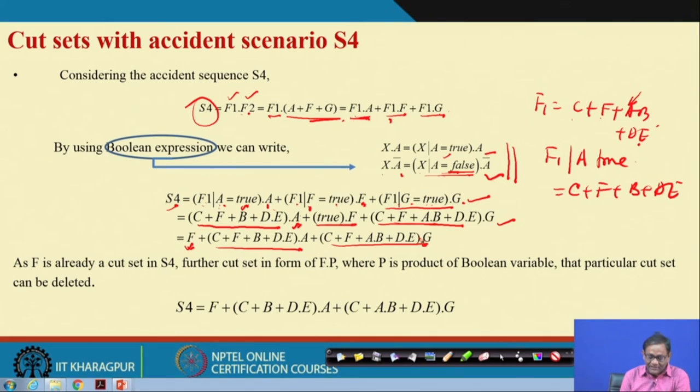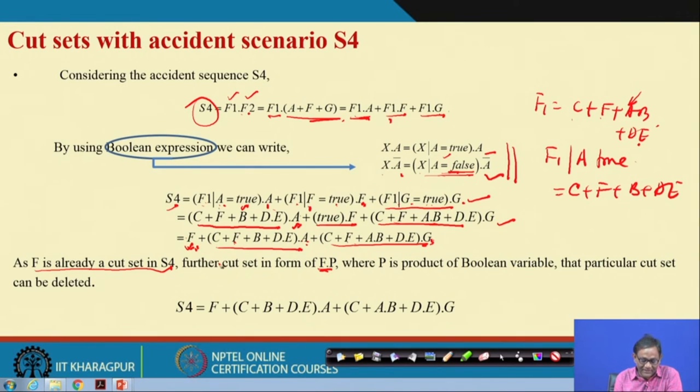The interesting thing is that F is already a cut set. Another one, FA and FG, are coming as other cut sets. So, as the minimal cut set is already F, FA and FG will not be required. That is what is written here: as F is already in the cut set, a further cut set from a P, where P may be A, B, all those things, is not required.